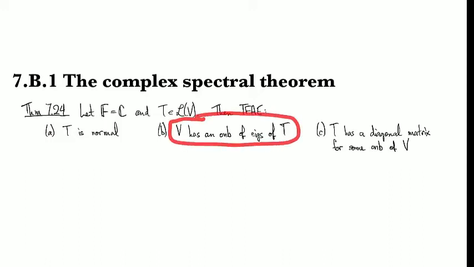So the spectral theorem characterizes the normal operators as the ones for which the vector space has an orthonormal basis of eigenvectors. And so we say the following are equivalent. A: T is normal. B: V has an orthonormal basis of eigenvectors of T. And C: T has a diagonal matrix for some orthonormal basis of V.